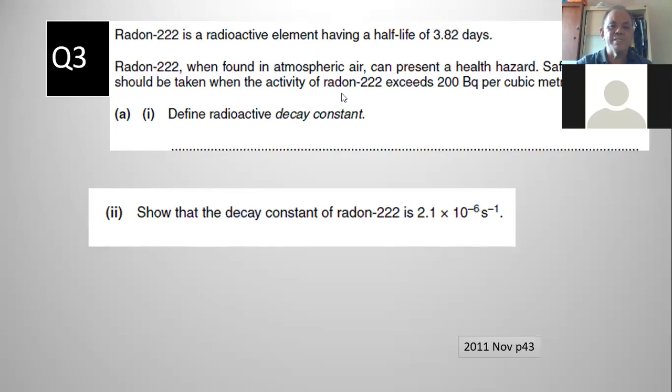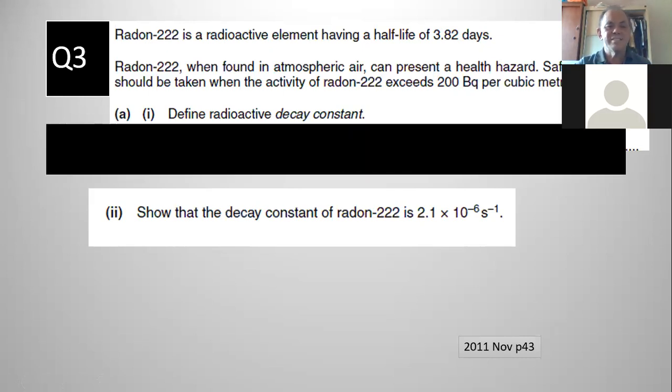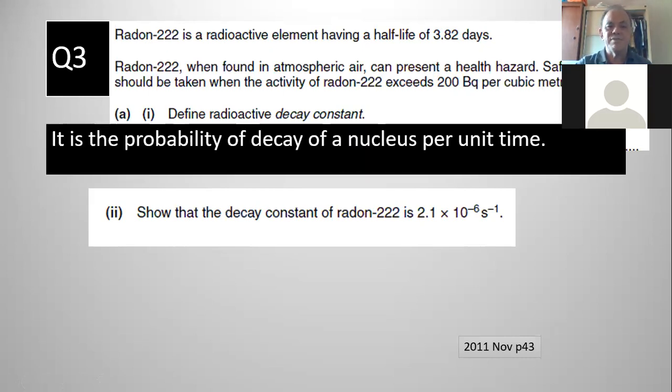Safety measures should be taken when the activity of radon exceeds 200. Just for our protection. We can be exposed to a certain amount of radioactivity, but more than that, it will damage our cells and provide a health hazard to us. Define radioactive decay. You have no choice but to memorize it: the probability of decay of a nucleus per unit time. Show that the decay constant is this one.